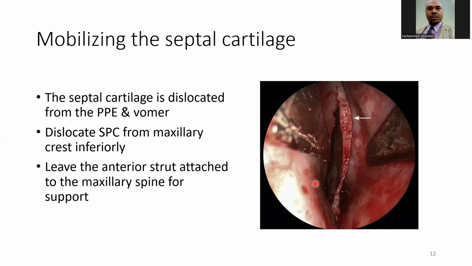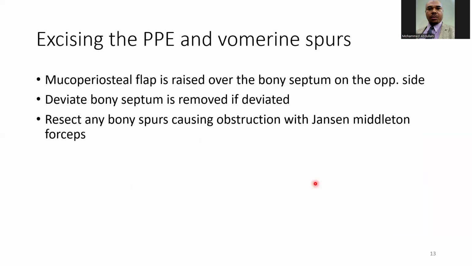Once the flap is fully elevated from the nasal septum, the septal cartilage is dislocated from the perpendicular plate of ethmoid and vomer. And this articulation is also done at the maxillary crest inferiorly. It's very important at this stage, when dislocating the septal cartilage from the maxillary crest, to be sure that the attachment to the anterior nasal spine of the maxilla is intact, so as to maintain the stability of the nasal septum.